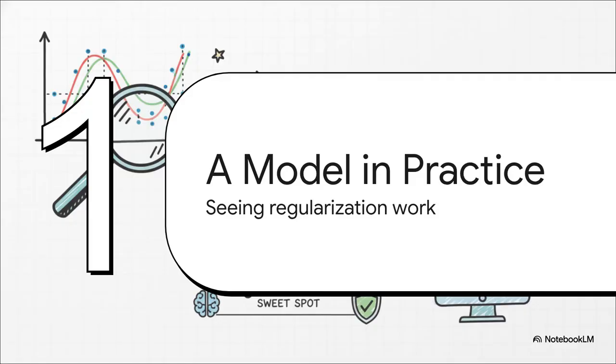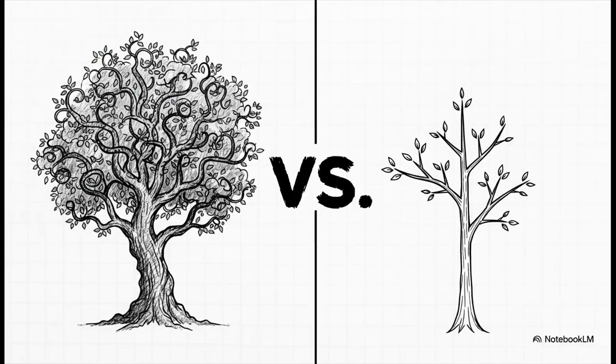So, theory is great and all, but let's see how this stuff actually works with a quick practical example. So here's our showdown. In one corner, we have a decision tree that's allowed to be as complex as it wants, a classic recipe for overfitting. And in the other corner, we have a regularized tree, where we've put some constraints on its complexity. Which one do you think is going to do better on brand new data?